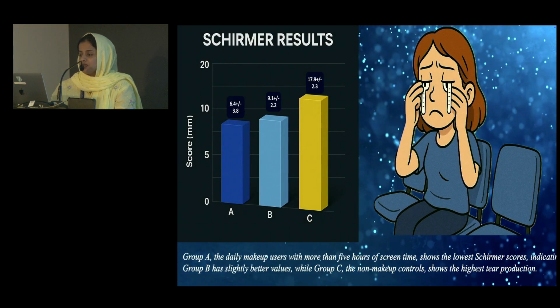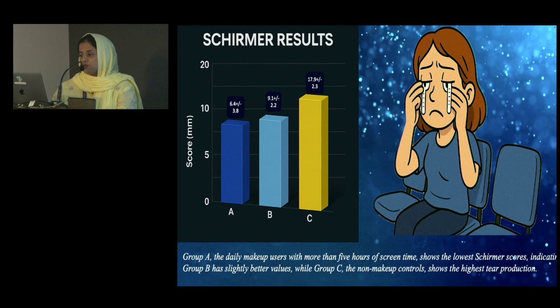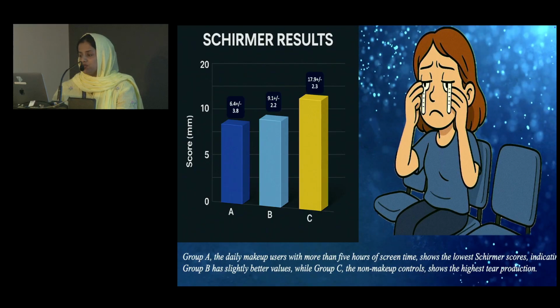This bar chart compares the Schirmer values across the groups. Group A shows the lower Schirmer score, indicating reduced tear production. Group B has slightly better values, while Group C, the non-makeup control, shows higher tear production.